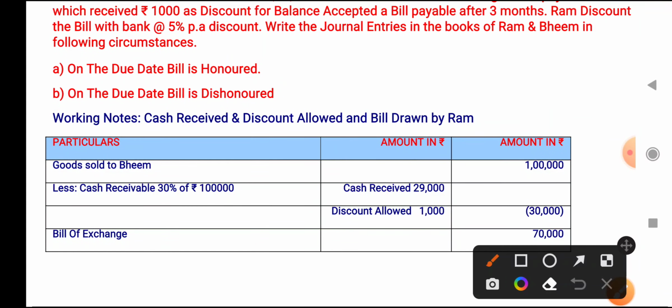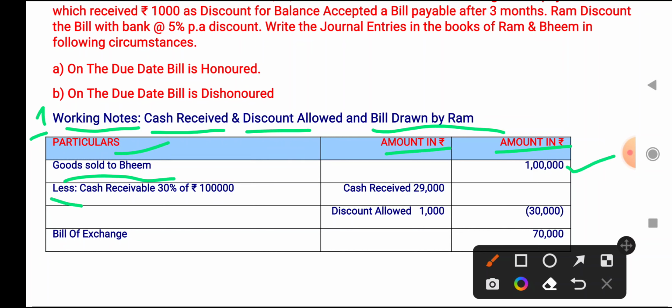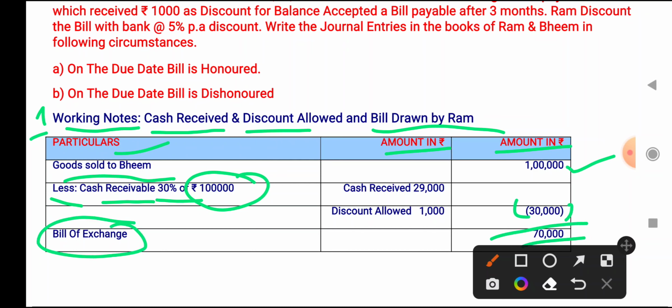So working note 1. Working notes: cash received, discount allowed, and bill drawn by Ram. Okay. So total particulars amount. Total goods sold to Beam is rupees 1 lakh. Okay. Less cash receivable, that is 30% of 1 lakh, will be 30,000. If you deduct that, 70,000 will be your bill of exchange amount or bill amount.